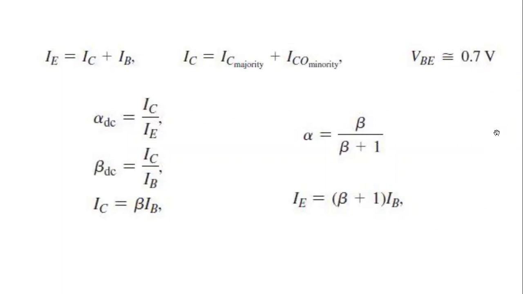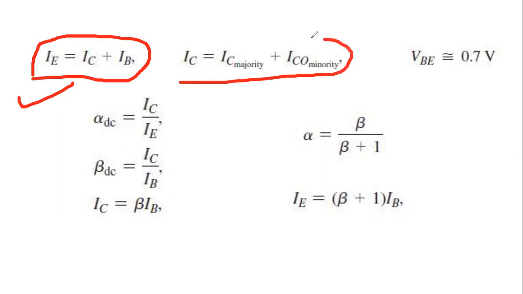Before going to the mathematics, these are the important equations that I'm discussing thoroughly. Again, this is the emitter current equals collector current plus base current. You need to know this is the collector current equation, because collector current is basically for two reasons: one is for majority carriers, one is for minority carriers.